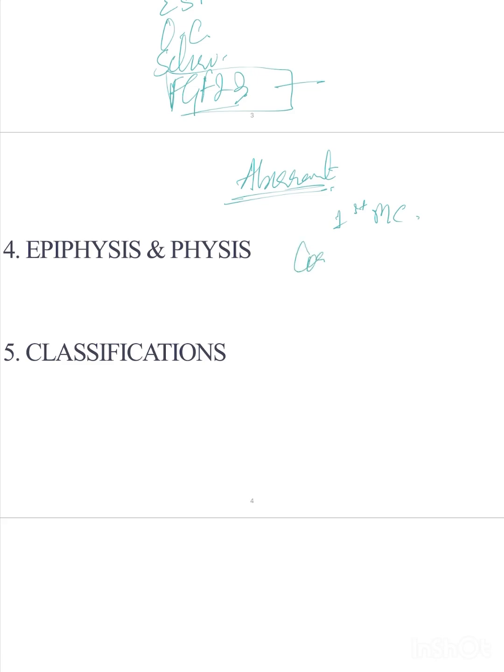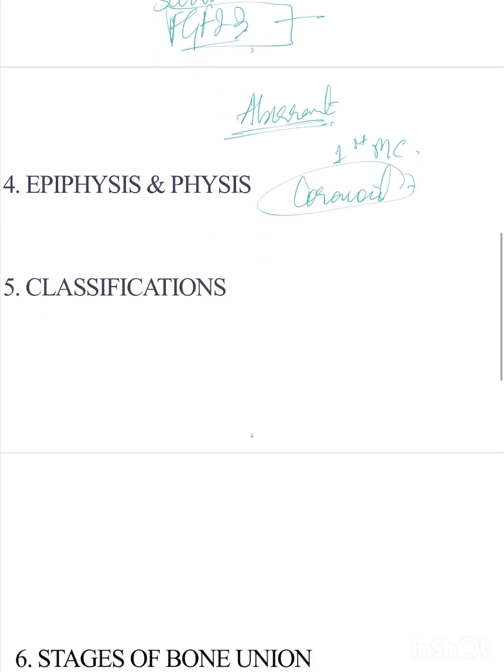So one important thing to remember in atavistic is your coracoid process. Then physis, what you'll remember is the layers: resting zone, proliferative zone, maturation zone, provisional calcification zone, RPMZ. Okay, this provisional calcification zone is affected in rickets. In scurvy, you have your proliferative zone affected.